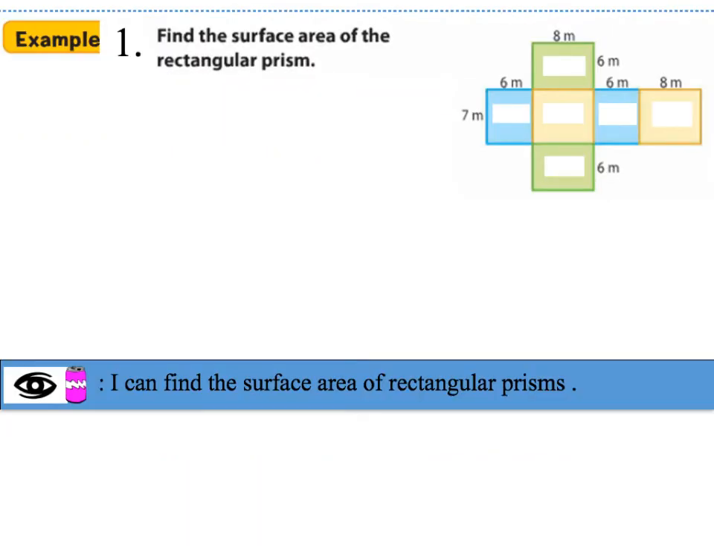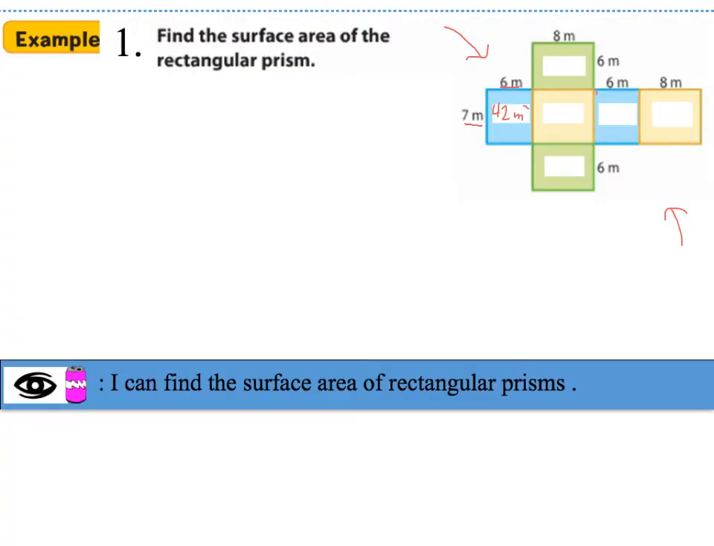For example, when it says find the surface area of the rectangular prism. So notice they give us a net of a rectangular prism. Imagine that we have a rectangular prism that is unfolded, and this is what it would look like as a flat image. So let's go ahead and find the area of all the sides of this rectangular prism, which would be the surface area. So let's take a look at the blue rectangles first. I've got 7 meters by 6 meters. If I plug that into length times width, 7 times 6 would become 42 meters squared.